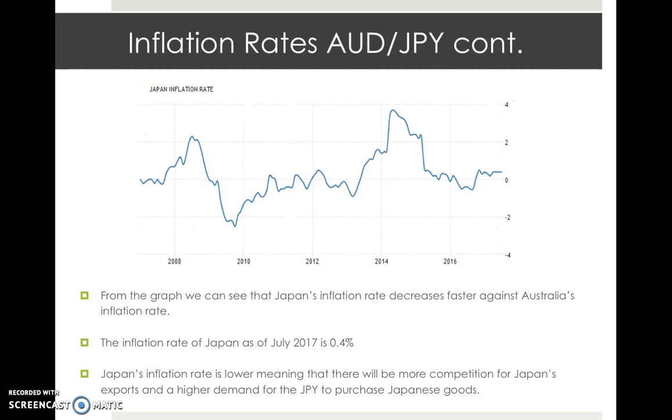The Japanese inflation rate as of July 2017 is 0.4%. As we can see from the graph above, Japan's inflation rate decreases faster against Australia's inflation rate. If this pattern continues, then we can see the Japanese yen appreciate against the Australian dollar. The inflation rate for Japan is currently lower, meaning that there is a higher demand for Japanese exports and a higher demand for the Japanese yen to purchase Japanese goods.